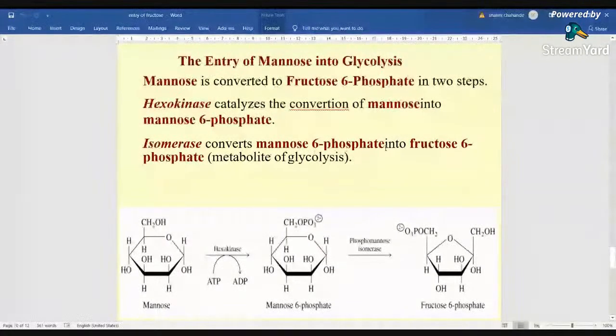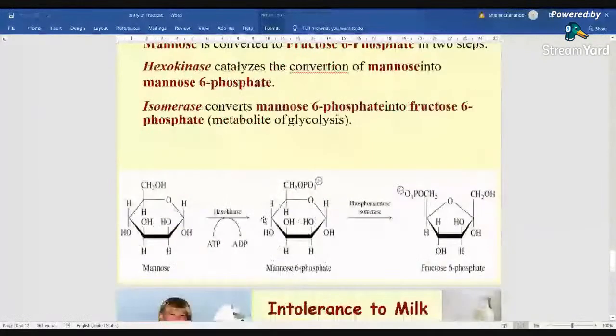Isomerase converts mannose 6-phosphate into fructose 6-phosphate. Now, fructose 6-phosphate is a direct metabolite of glycolysis, so there is no problem. So here what will happen? This mannose, by the activity of the enzyme hexokinase, will accept a phosphate group from ATP, which is converted to ADP. Mannose will become mannose 6-phosphate, and this mannose 6-phosphate will undergo isomerization and form fructose 6-phosphate, and this fructose 6-phosphate will enter into glycolysis.